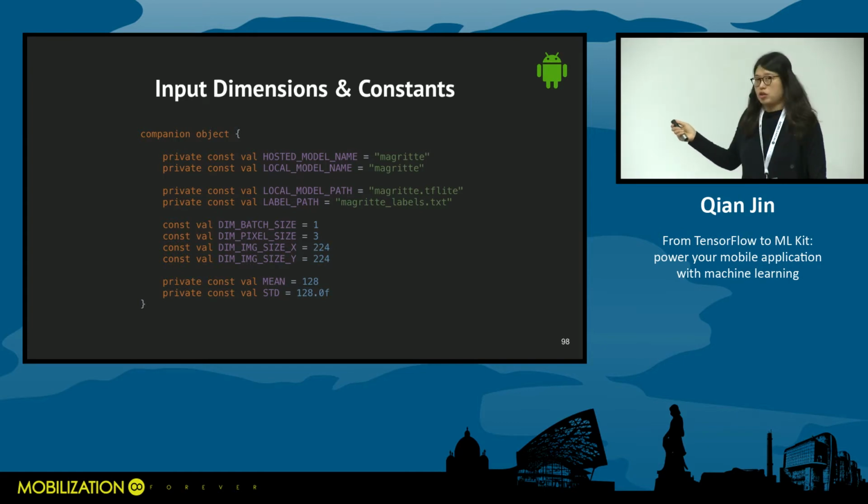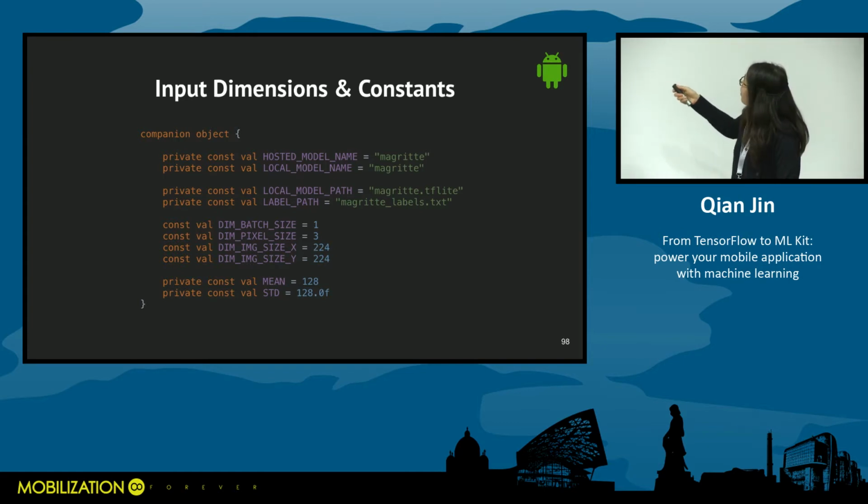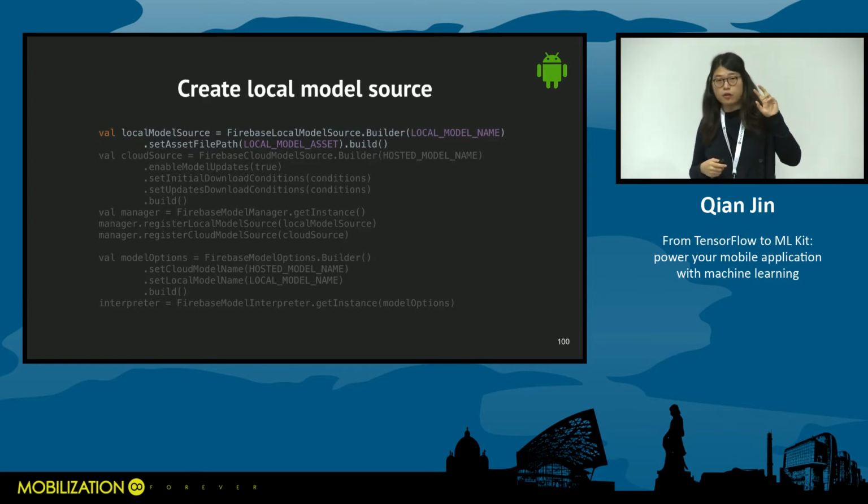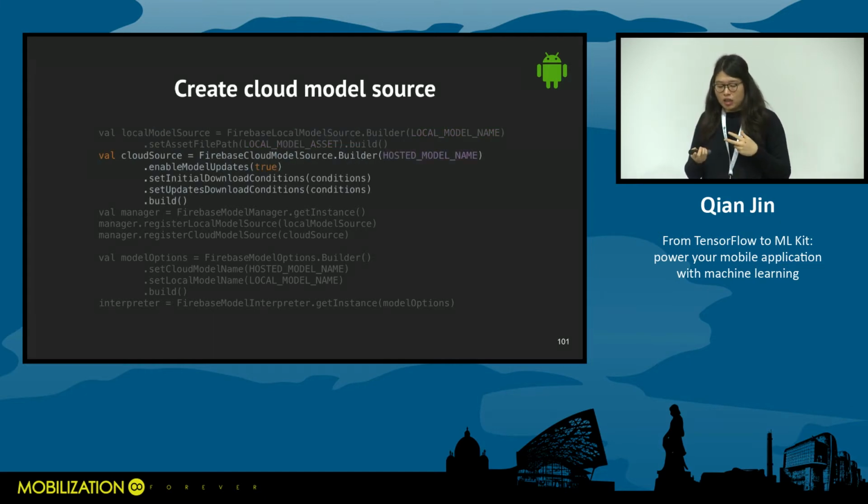First is the configuration. You can find the same parameters we use for the converting, for the training. Then we have to create a local model source. The local model source declares what the fallback of your model is, and you can also declare the cloud source.